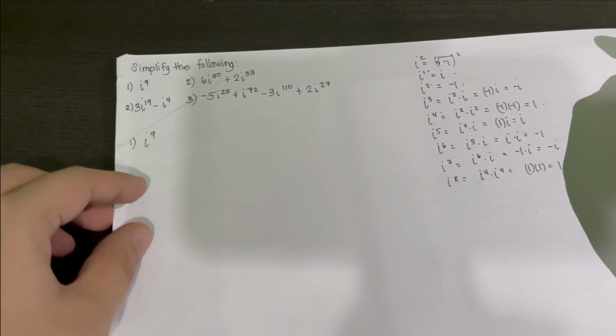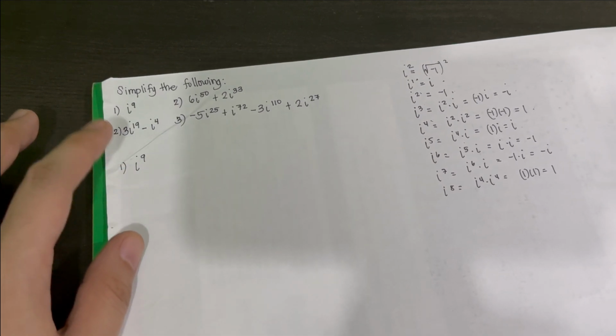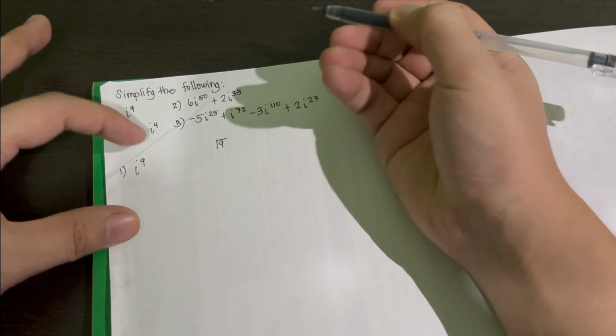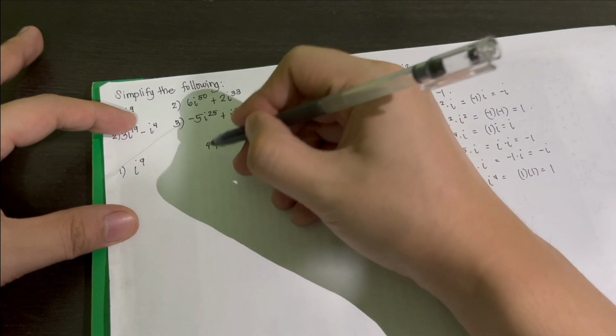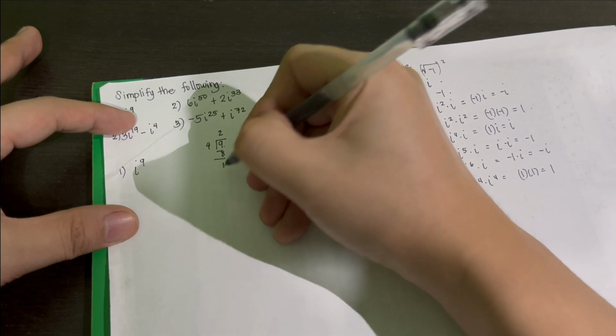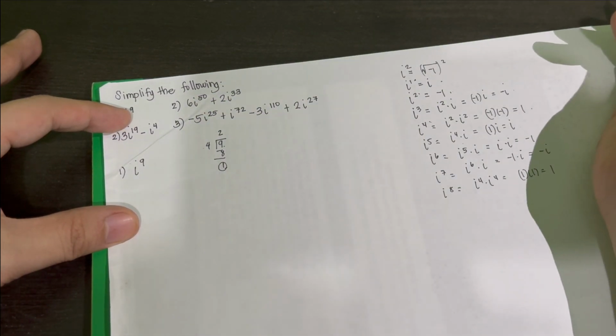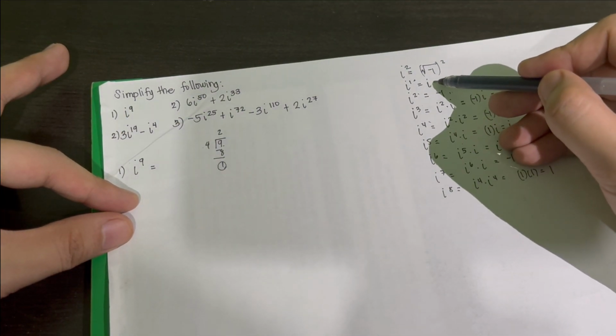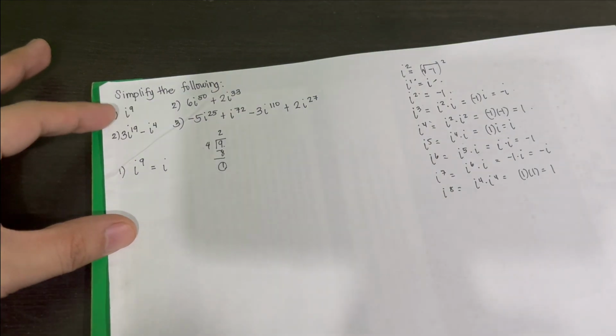Okay? So, applying that concept dito sa first problem, I to the 9, divide natin yung exponent na 9 by 4. 9 divided by 4, that's 2. 2 times 4, 8. 9 minus 8, 1. So, remainder is 1. So, therefore, dahil remainder is 1, it is equal to I.